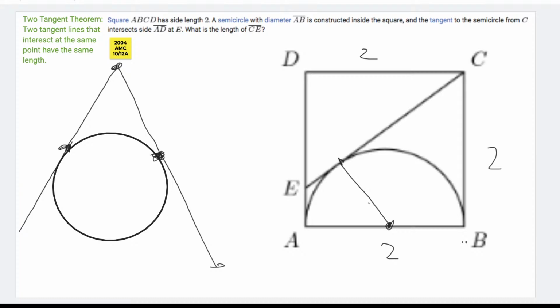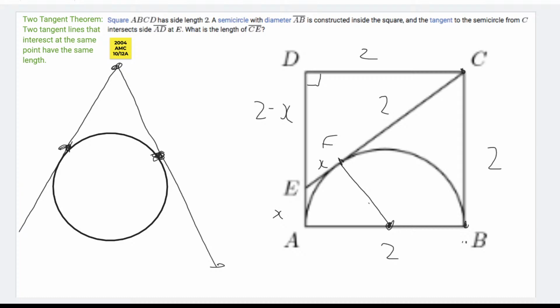Pretend this is point F. CF and CB are tangents to the circle, and they meet at C. And we know CB is 2, that means CF is 2. However, we don't know EA, so we're going to call it X. If EA is X, that means EF is also X. And that means DE is 2 minus X. And now we can just apply the Pythagorean theorem to find X.